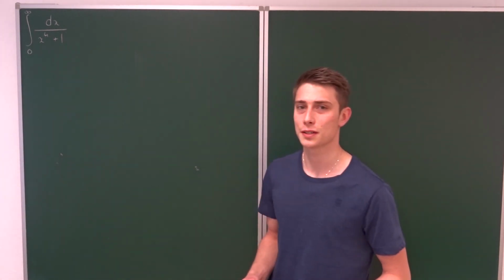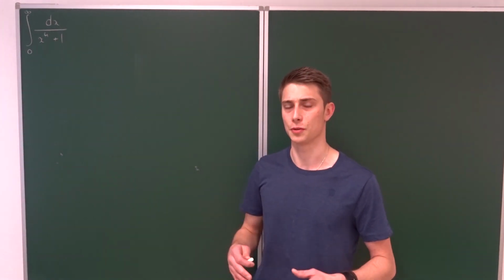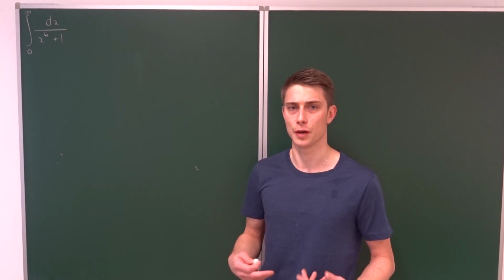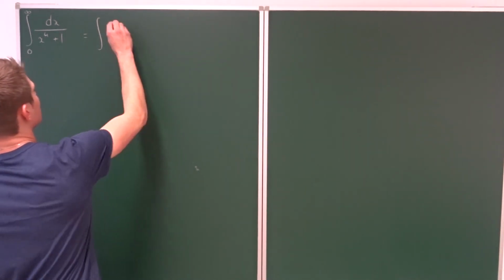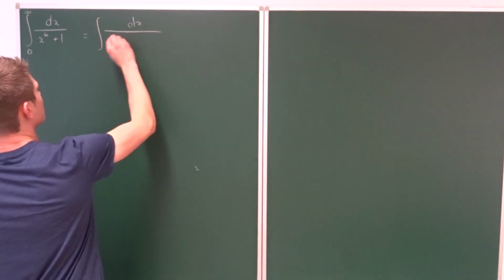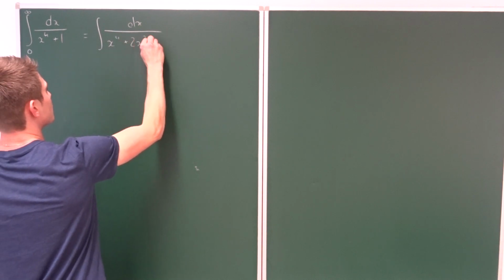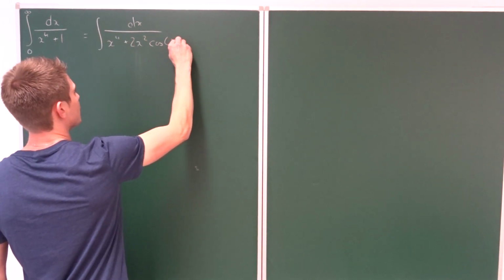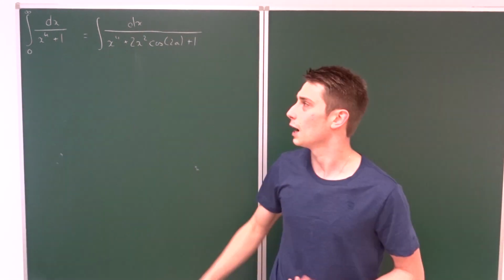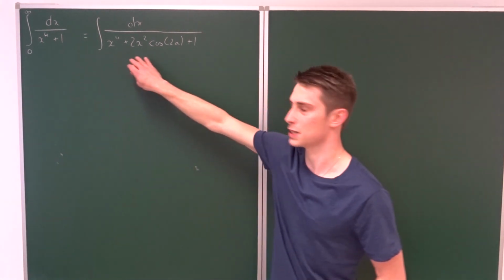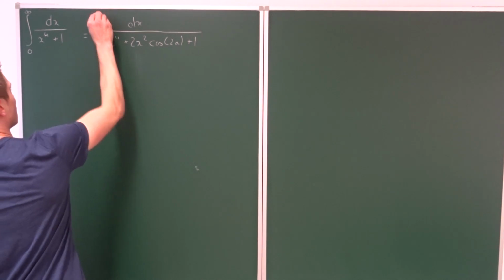So at first we don't exactly want to solve this integral. We want to convert it a bit. So we want to introduce a parameter, and we want to call this one the new integral. So 1 divided by x to the 4th power plus 2x squared times the cosine of 2a plus 1. Okay, so how is this integral the same as that one? So we still have the same upper and lower bound.